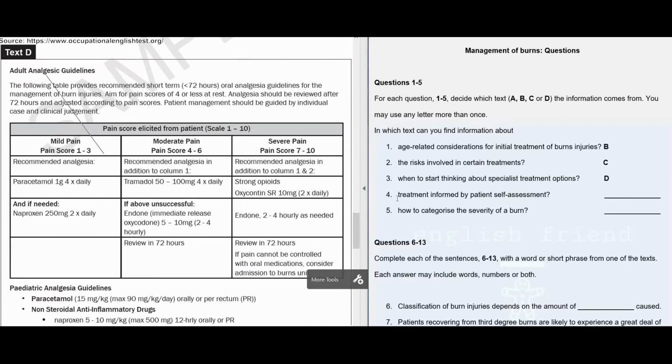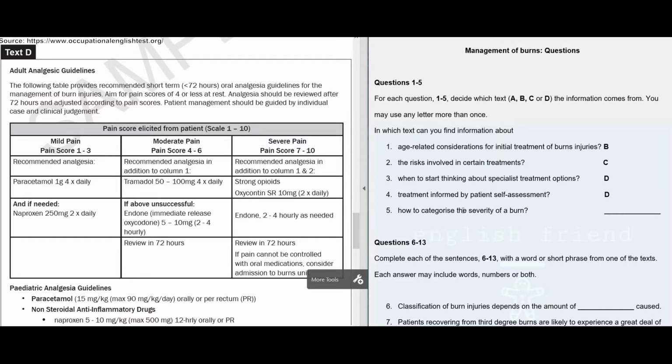Now question number 4. Treatment informed by patient self-assessment. So that's again in text D itself. Here you may see the table, patient score elicited from patient. So the patients will be asked to score their pain level on a scale of 1 to 10, on the basis of which analgesia would be recommended. So the answer for question number 4 is again D.